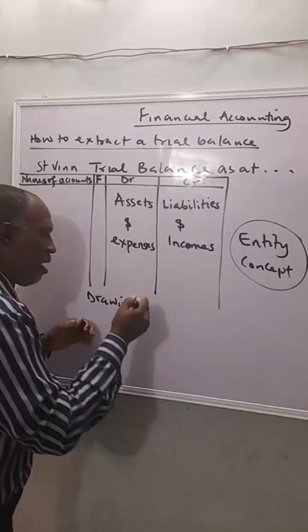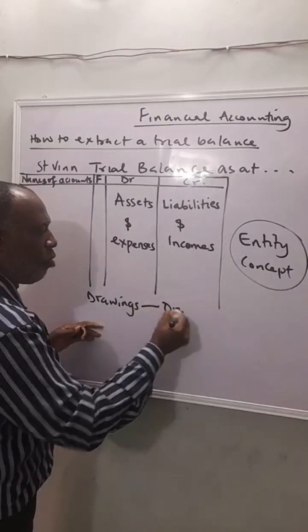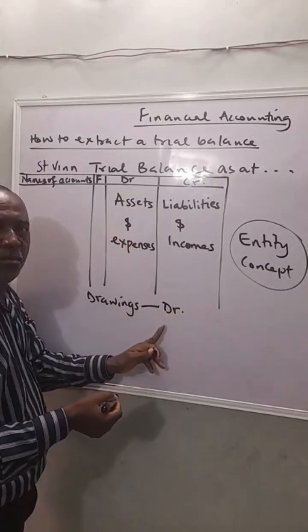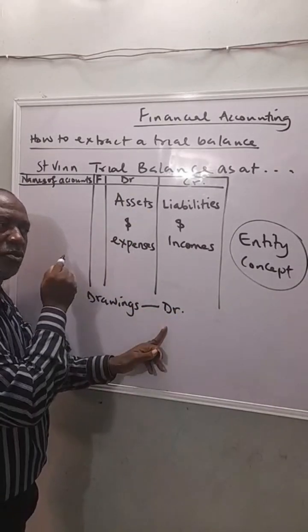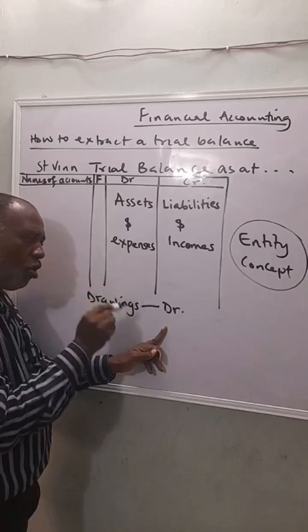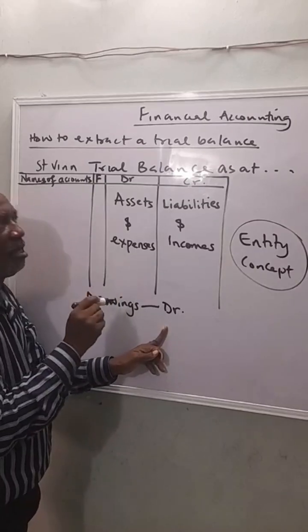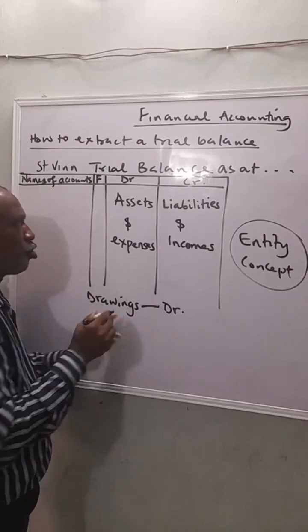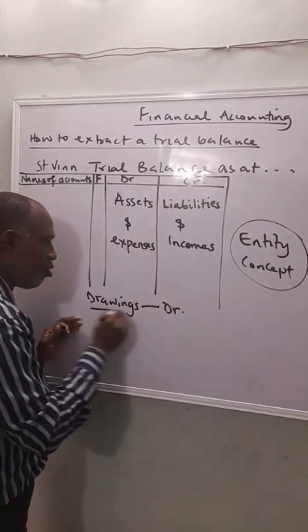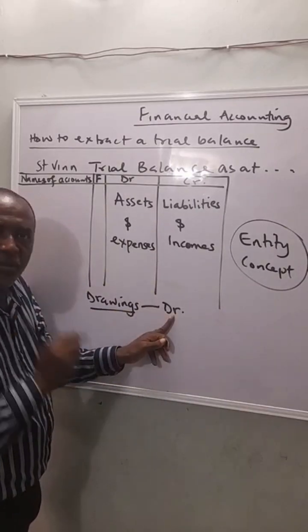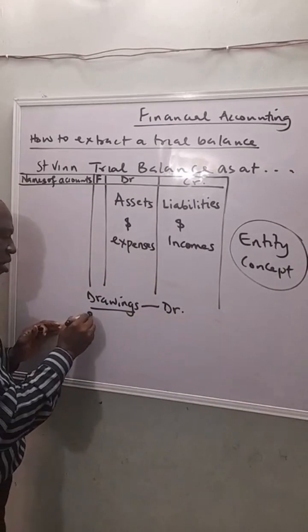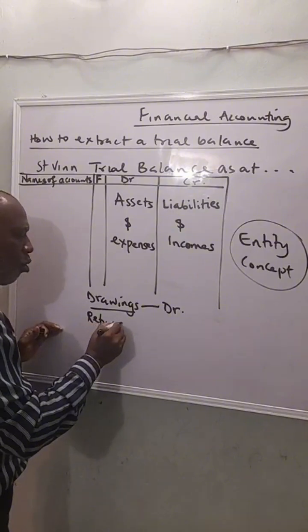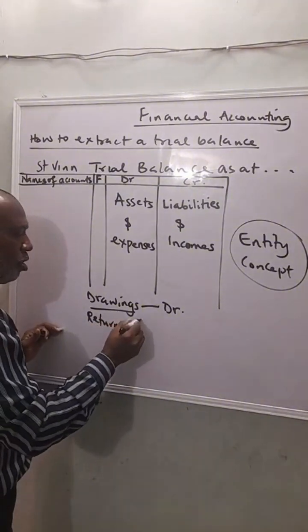And drawings has a double entry. It's always debited to the trial balance and credited to the cash book. Drawings is always debited to the trial balance and credited to the cash book. So when you're preparing a trial balance and you see drawings, it will go to the debit side of the trial balance. Another one to remember is what we call returns.